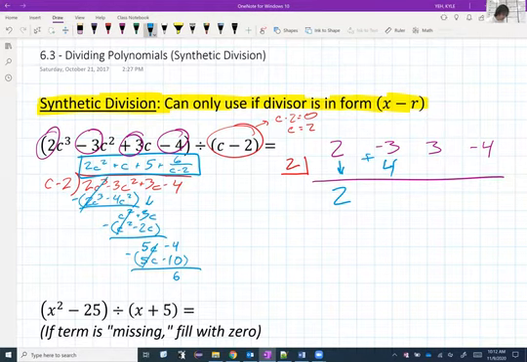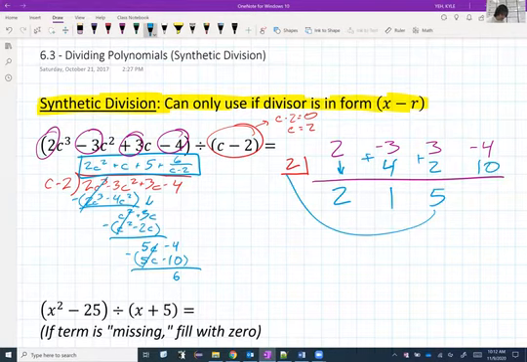Negative 3 plus 4 is 1. I'm below the line, so I'm going to multiply by the box. 1 times 2 is 2. Add these straight down. 3 plus 2 is 5. Multiply by my box is 10. Add straight down is 6. And believe it or not, we just divided these two polynomials. The only thing left to do now is to interpret the result.